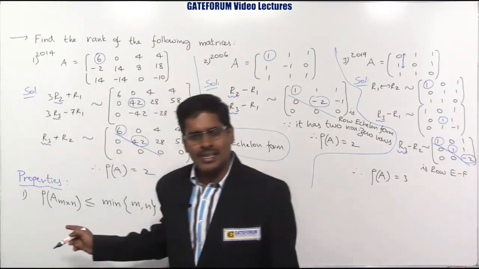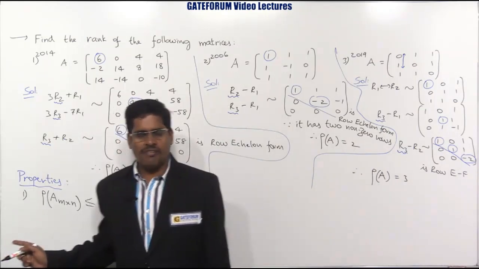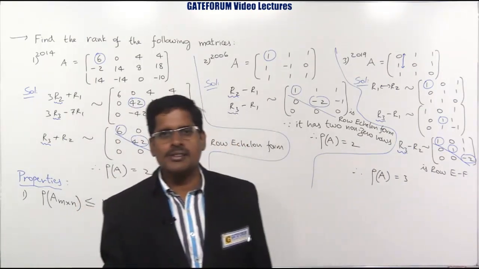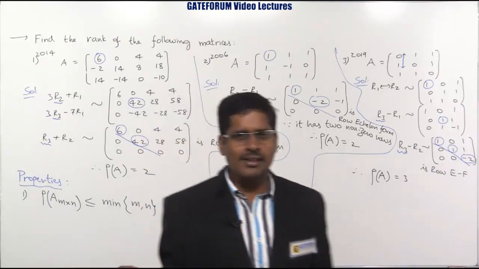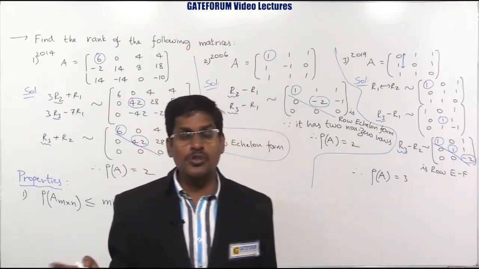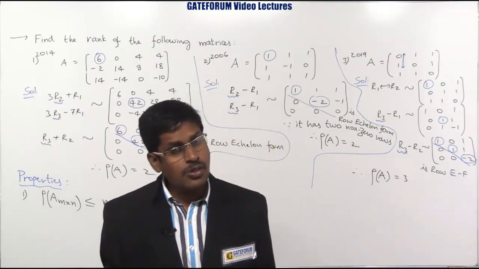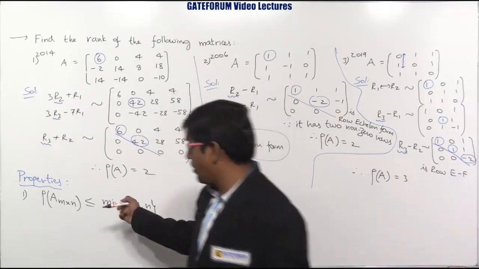What is m cross n? It is the order of the matrix A. m stands for the number of rows, n stands for the number of columns. The rank of any matrix is never greater than the number of rows, number of columns. So the rank of any matrix is less than or equal to rows as well as columns. That is the minimum of rows comma columns.